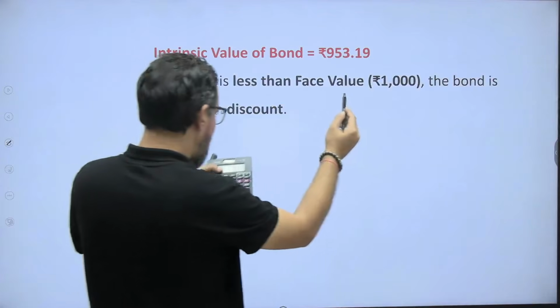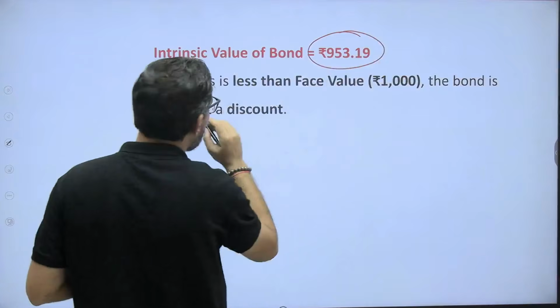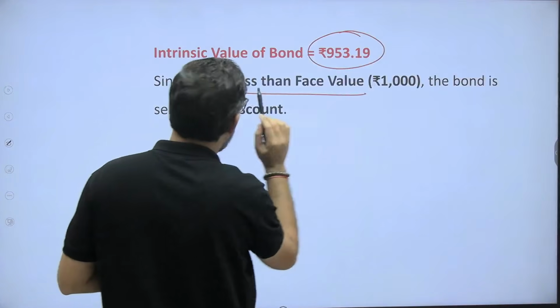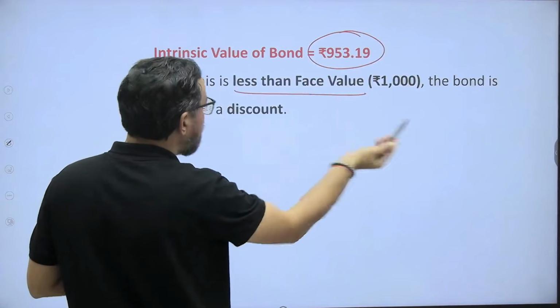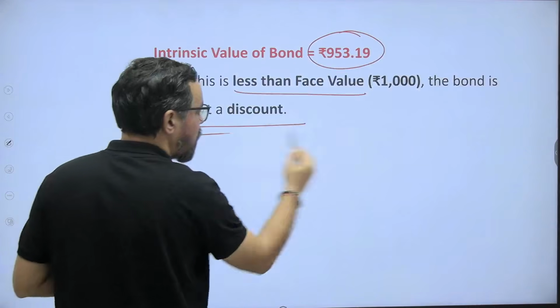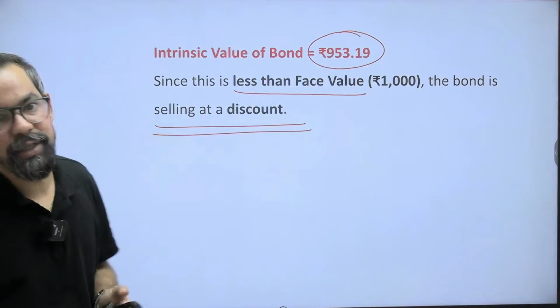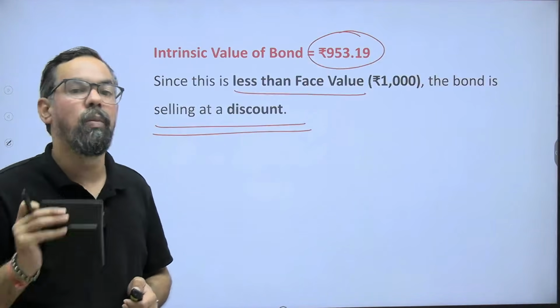So 953.19. Since this is less than the face value, the bond is selling in discount. So we'll be suggesting you to purchase this bond. This was the first case, bond valuation.